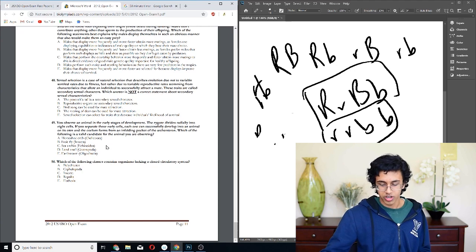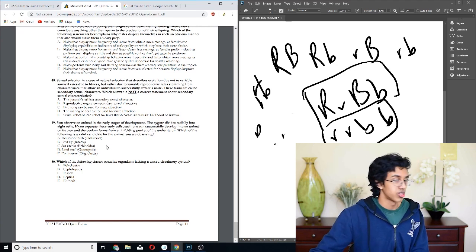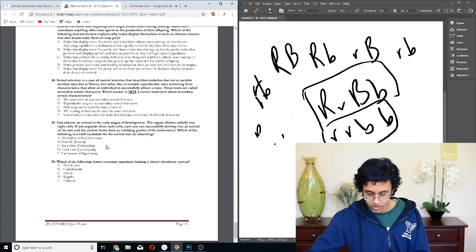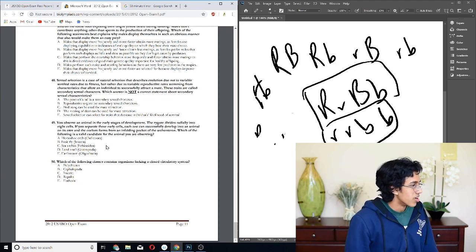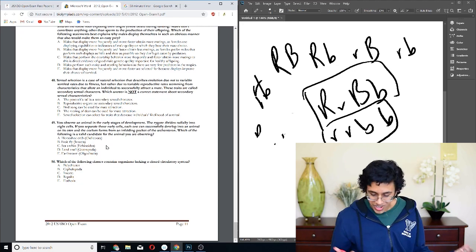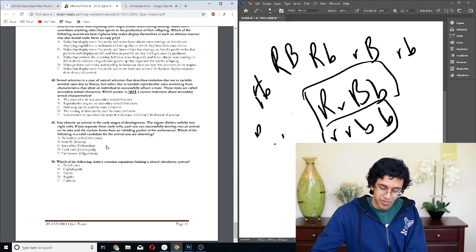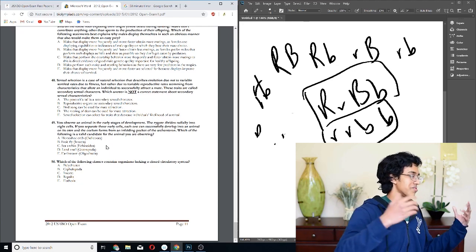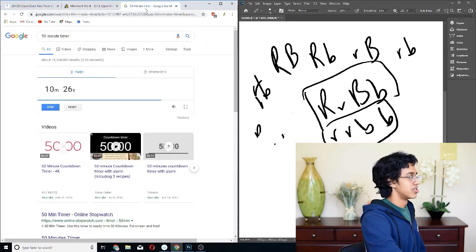Also, the rest of them are really related to each other, and C is the odd one out, so you should be good with that. And then 50. Bruh, okay, insecta, wait, what? Insecta is literally defined as having an open circulatory system. Okay, whatever, that's good.